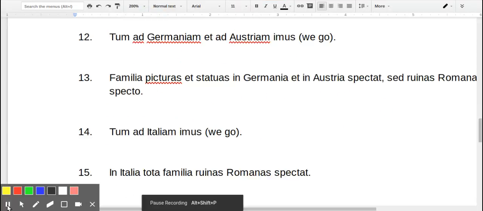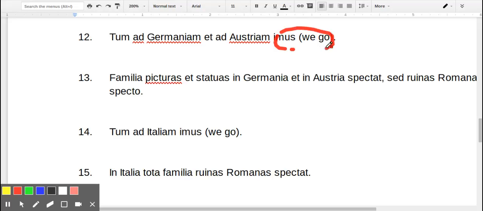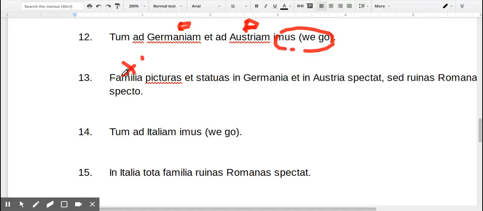Then, remember, I reuse this, and I give you the verb. We go to Germany and to Austria. These are accusatives here. So the family, and go all the way to the verb, looks at pictures and statues in Germany and in Austria. Notice how I have to go all the way to my verb before I translate those accusatives.